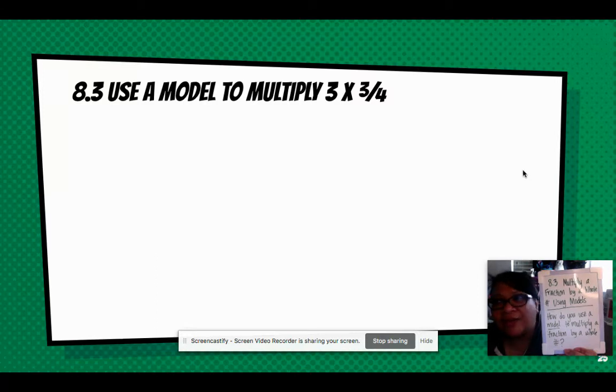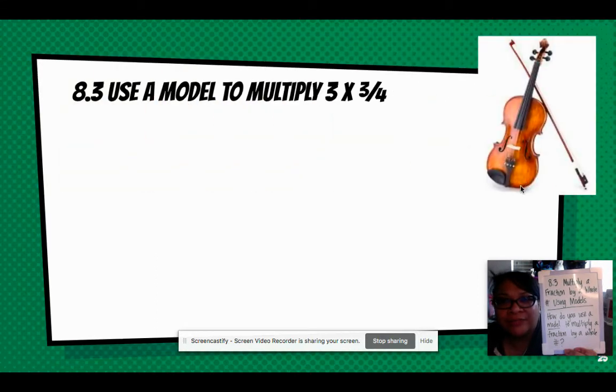Now let's see if we can use a model to multiply 3 times 3/4. So let's take a random instrument like this saxophone. Just kidding. It's a tuba. Just kidding again. It is a violin. And I wanted to take a random name, someone who can play violin. Let's randomly pick a name like Ryan. So let's say Ryan has a recital in 3 days and wants to dedicate 3/4 of an hour every single day to practice on his violin until the recital.